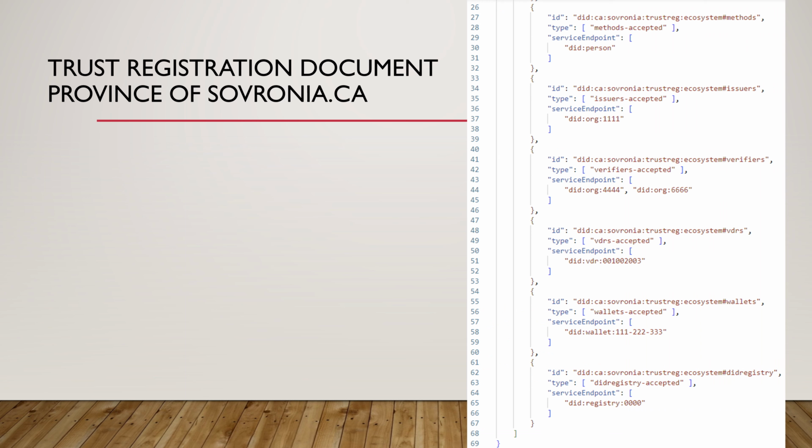So if we look at the bottom portion of the trust registration document for the province of Saronia.ca, we can see starting in line 26 to 32, it's actually just scrolled off the top of the page a little bit, but these are the methods that are accepted in the province of Saronia ecosystem. DID colon person. That matches that scenario we looked at. Next, starting in line 34, we have another relationship, and it's of type issuers accepted. And if you remember, the DID for that one issuer on the far left-hand side was DID colon org colon 111.